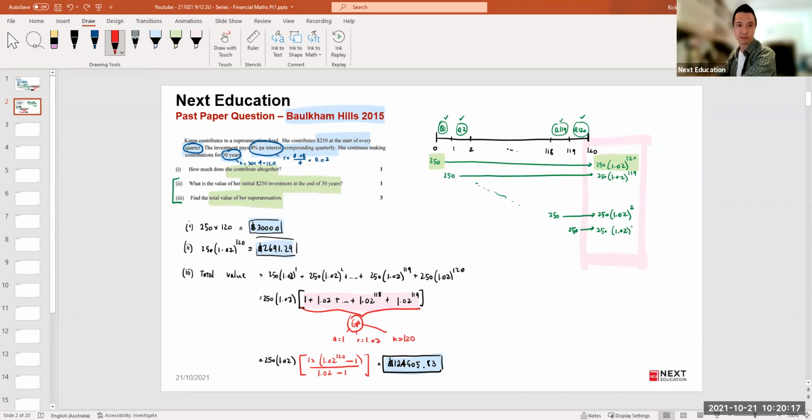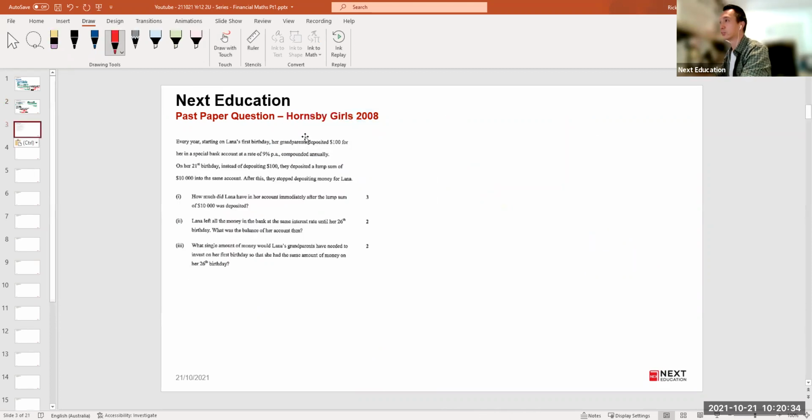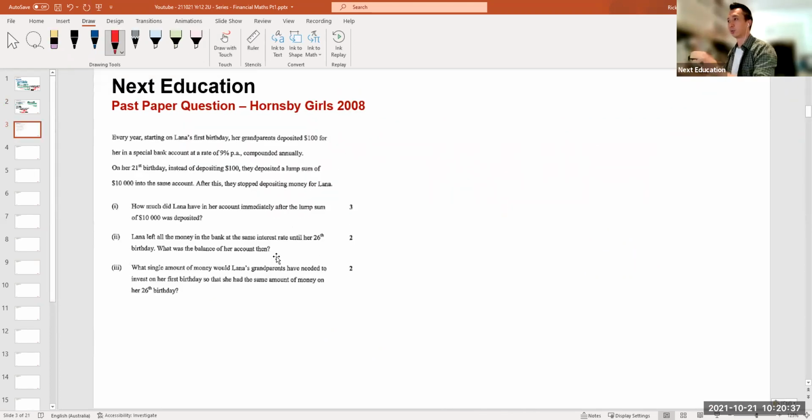Let's do another. I want to do one where they try to make it harder by giving you dates, or birthdays and stuff like that, just to really get your mind working. So this is from Hornsby Girls, right? And as you can see, once again, 7 marks in a 2-unit advanced paper. That's quite heavy. Also, you can see that there's a lot of words, so just be conscious of that fact. Let's see how we go.